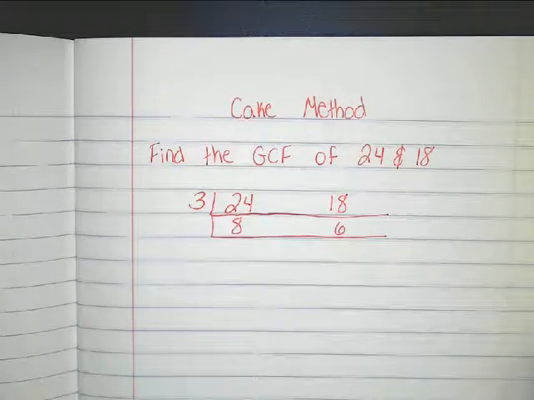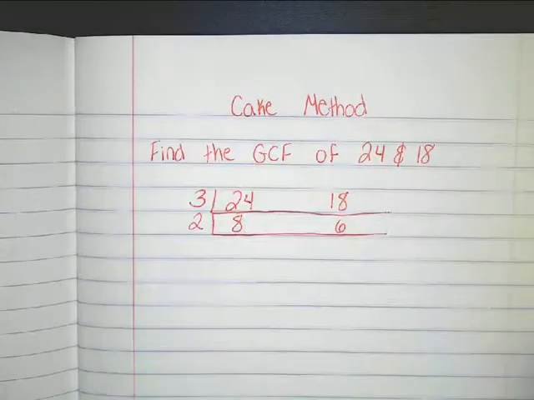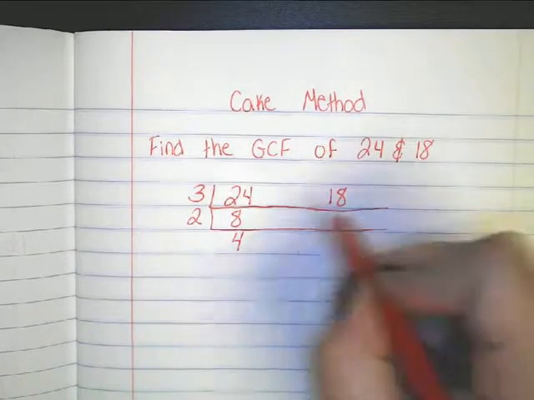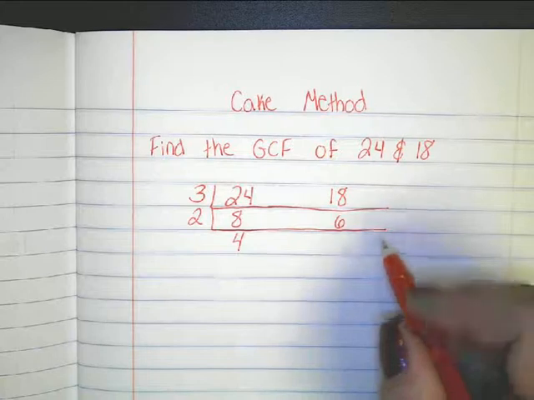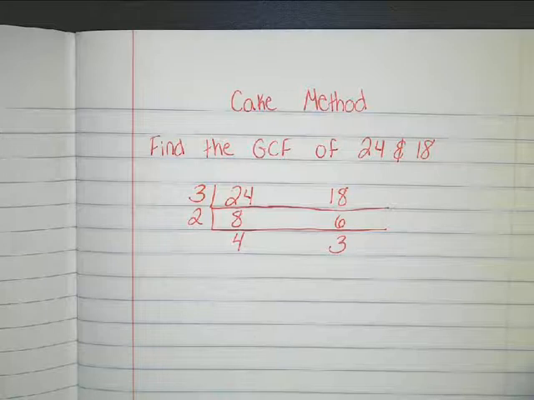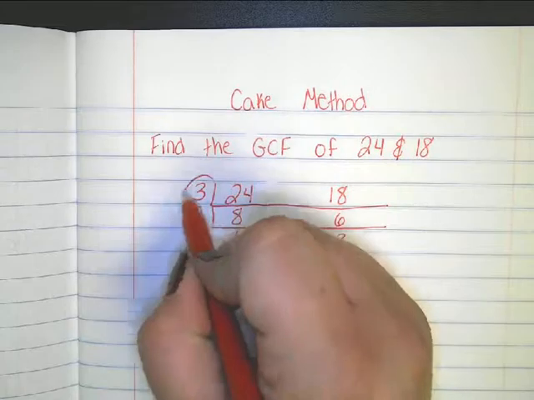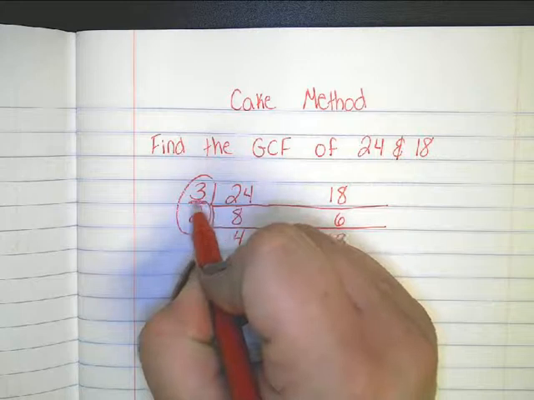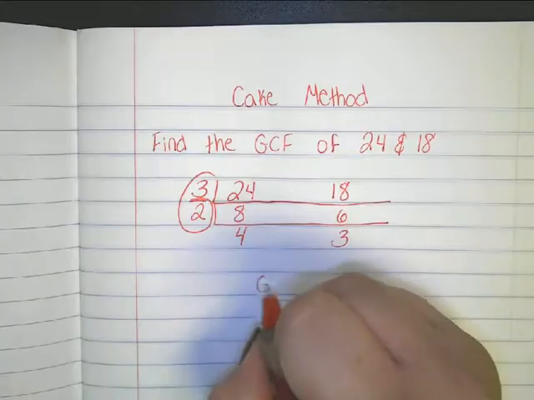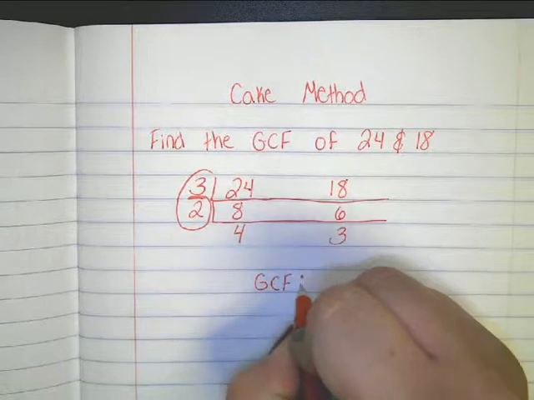What's 8 divided by 2? 4. What's 6 divided by 2? 3. Can I divide 4 and 3 by the same number? No. So I'm done. But to find my GCF, I'm going to draw a G around these two numbers. And my GCF is going to be 3 times 2, which is 6.